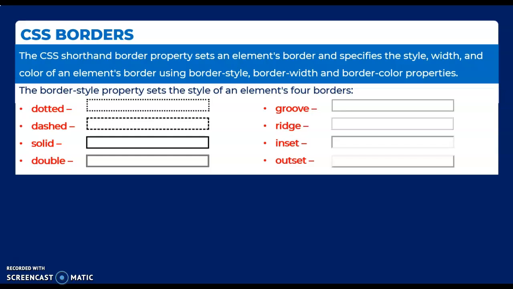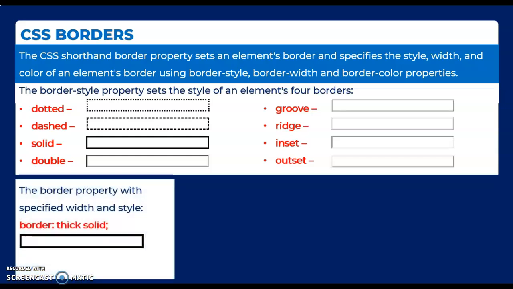Ridge defines a 3D ridged border. The effect depends on the border color value. Inset defines a 3D inset border. The effect again depends on the border color value. Outset defines a 3D outset border. The effect depends on the border color value. There is also one value called none that defines no border and one value called hidden that defines a hidden border. The border width property sets the width of an element's 4 borders.